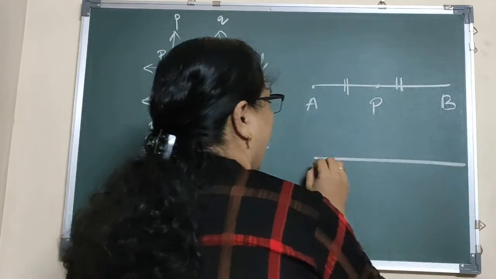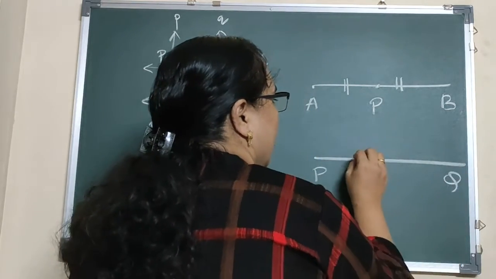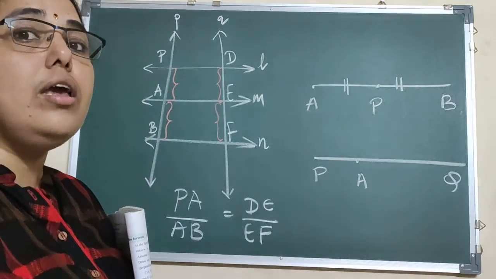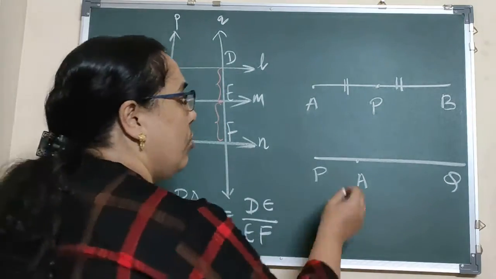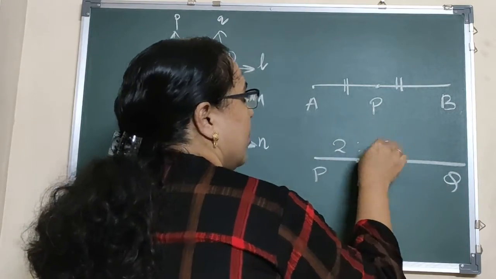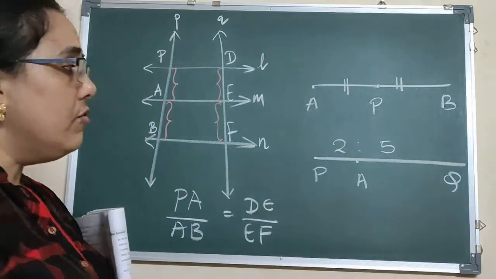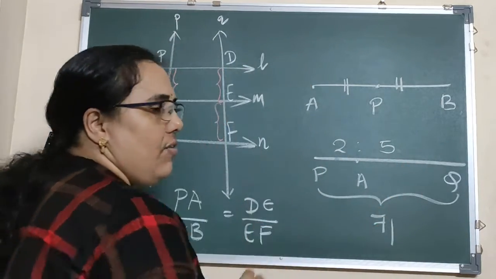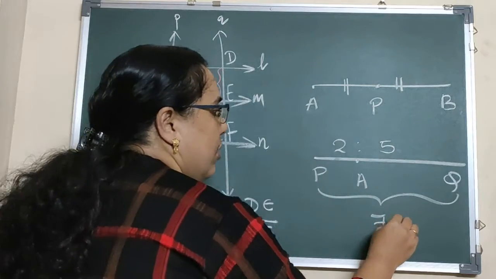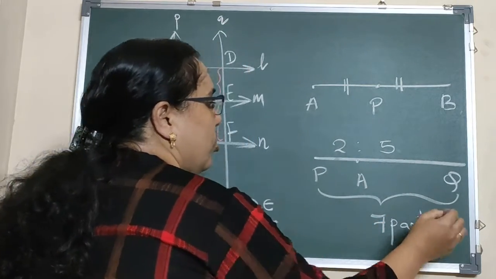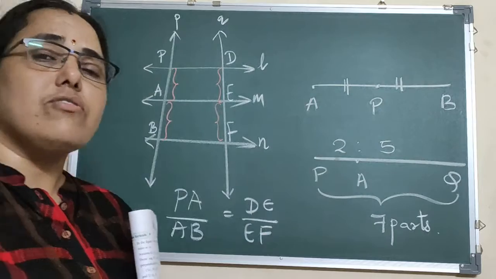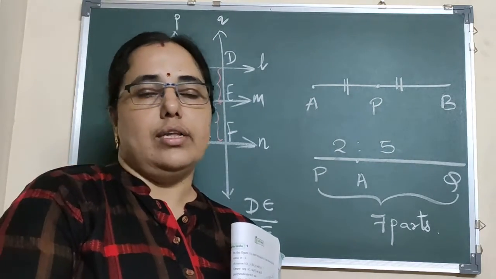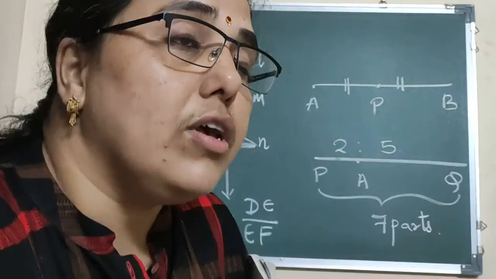Same way we have segment PQ, which is divided by point A in a given ratio. The ratio can be like 2:5. Okay. So what are the total parts we have? 2 plus 5, that is 7 parts. Is that very clear, girls? So these are the two concepts you should know. And knowing this concept, we go further to see the section formula, the derivation of section formula.